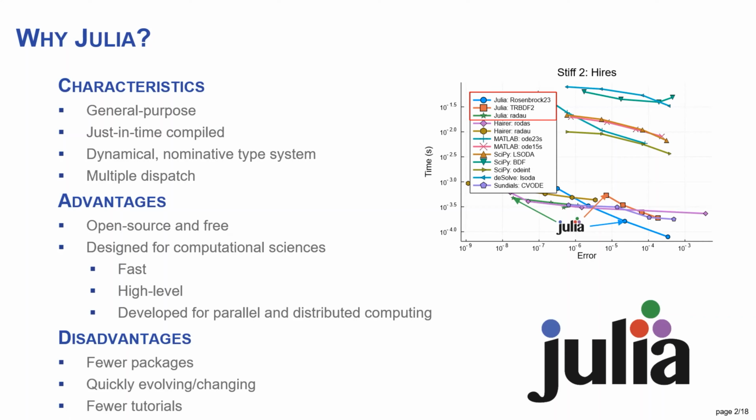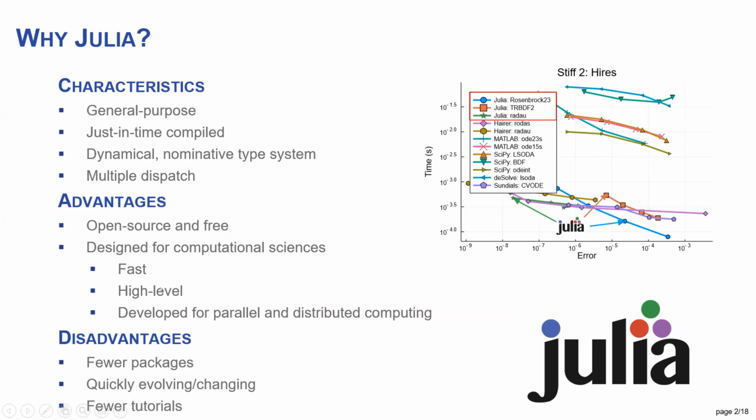I think the major advantages of Julia are that it's open source and free, and it's specifically designed for computational sciences. And I think this is best reflected by three attributes. So Julia is fast. Here on the right-hand side, can you see my cursor at all? Yes, we see the mouse. Yes, excellent. So on the right-hand side here, you can see a benchmark for a stiff ODE problem, and the Julia solvers are very competitive in this benchmark.